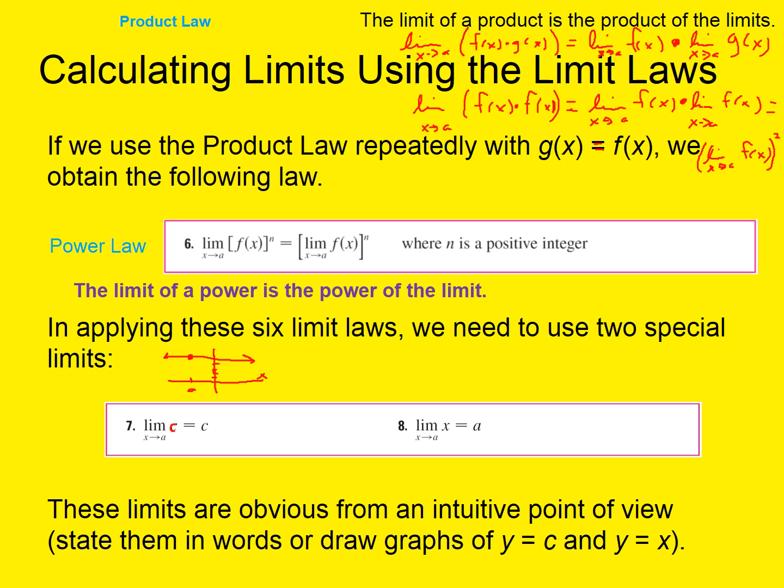The limit as x goes to a of the function just x equals the number a. So if the function is just x, in other words, you have the identity function, we end up with just a, so it's kind of like a is substituted for x. These limits are obvious from an intuitive point of view, by looking at these graphs or stating them in words.